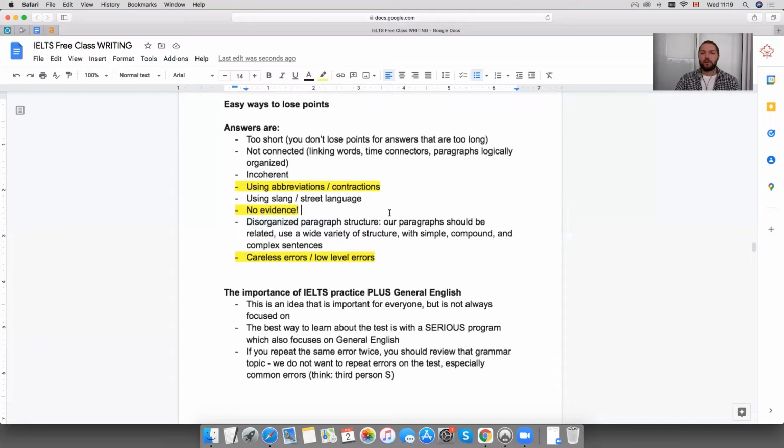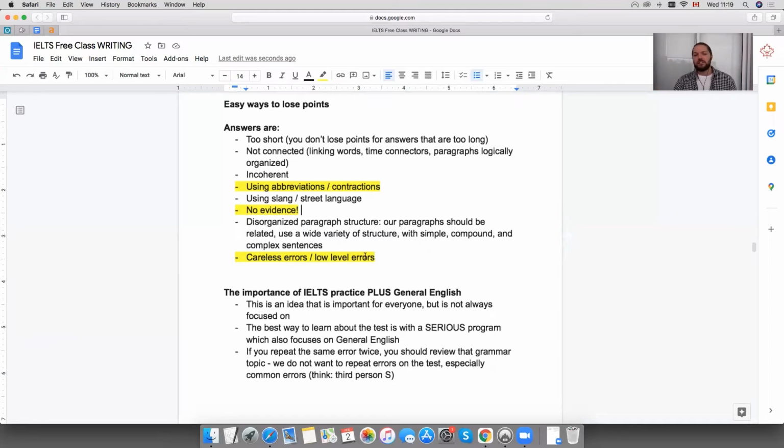Our ideas and paragraphs should be related. We need to have a combination of different kinds of sentences, simple, compound, and complex. If we only use simple sentences, it gets very repetitive and hard to read, and it becomes very difficult to get that high score that we're looking for.